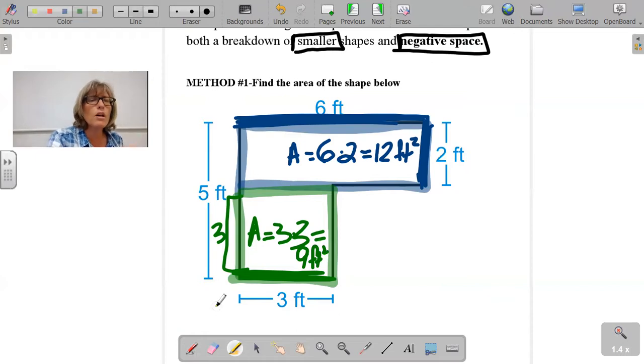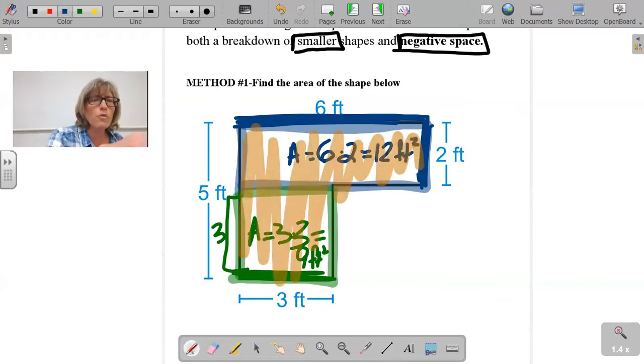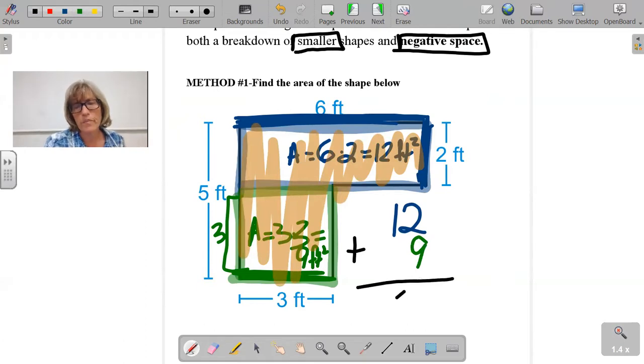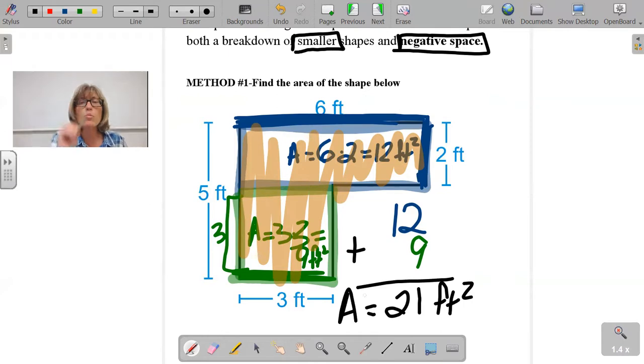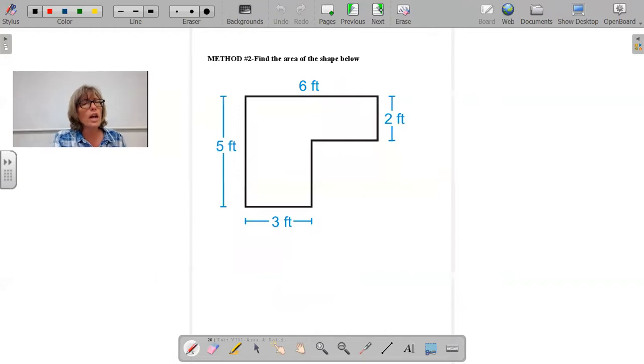So the area of the entire irregular shape, of course, is 12 plus 9, 21 feet squared. So that's one way to do composite shapes, is to visualize it as the combination of smaller pieces. There's also a shortcut called negative space.